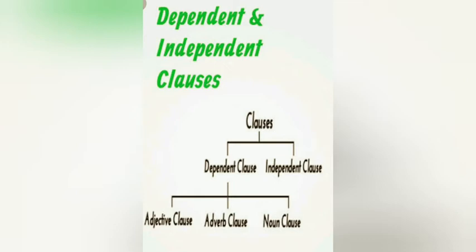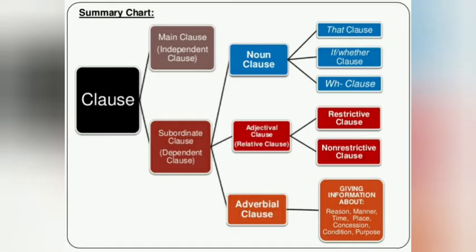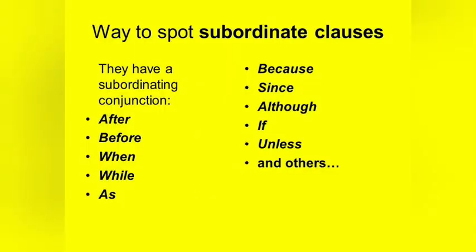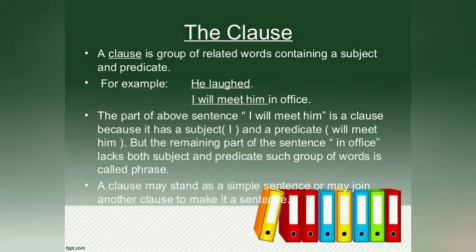Now take a second example. The body breaks down the food that we eat to produce energy. This sentence consists of two clauses. The body breaks down the food to produce energy can stand on its own. Hence, it's a principal clause. Whereas that we eat cannot stand on its own. Hence, it is a subordinate clause.